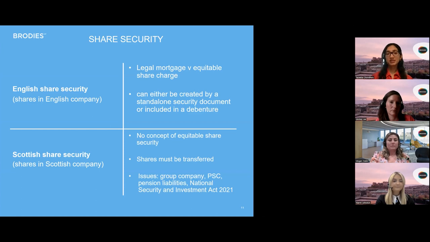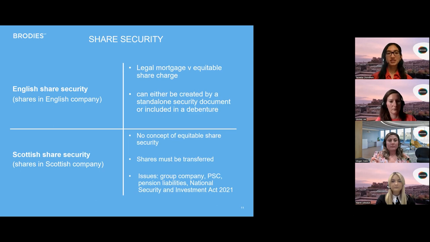There is also pension liabilities exposure, the risk of being called upon by the pensions regulator to contribute to making good a pension deficit if there is a defined benefit pension scheme in the group. I'm sure you'll agree, there is so much more to consider on these issues, and we could do an entire webinar on each of them, but I'm just highlighting them because these are concerns which arise because of the way in which share security has to be taken under Scots law. These issues will also be relevant to an English share mortgage, although these are uncommon because of the issues I've just highlighted. These issues will generally only become relevant to an equitable English share charge on enforcement.